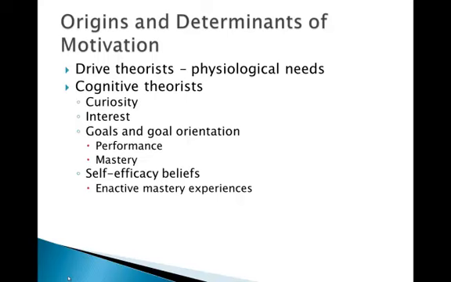The first one is called enactive mastery experiences, or it's also called performance expectations. And that is when we have done something and we've been successful, then we have higher self-efficacy for the next time that we might engage in that behavior. And I'll give you an example of that.